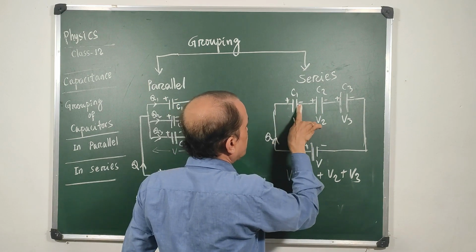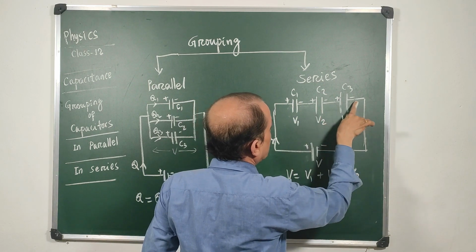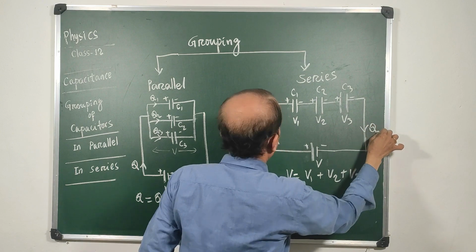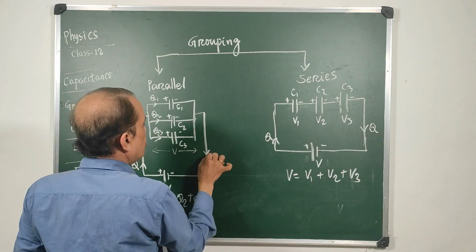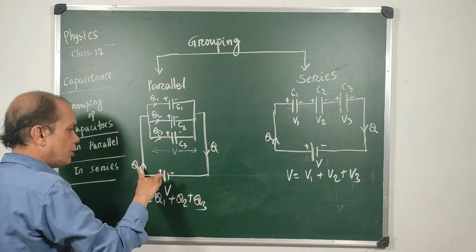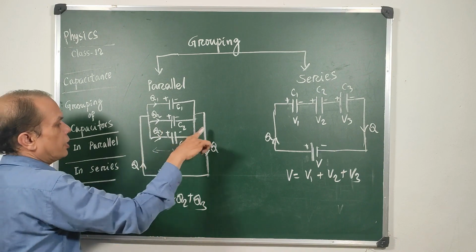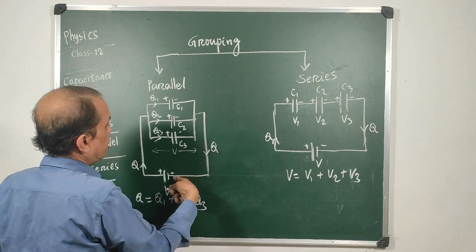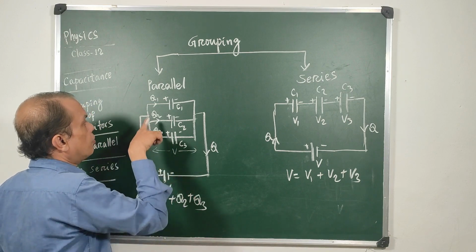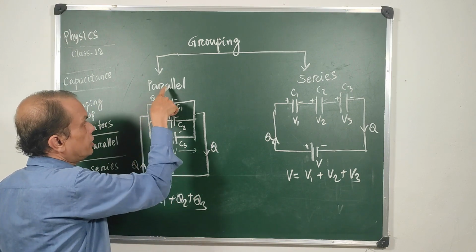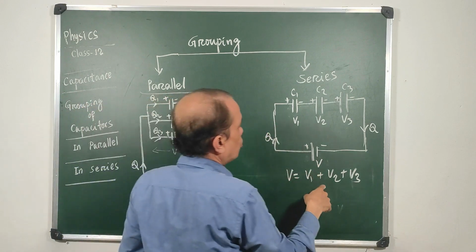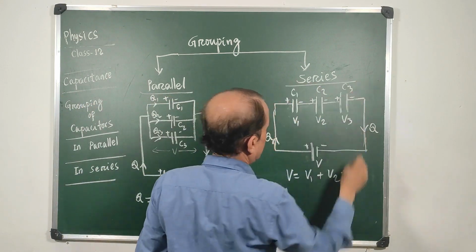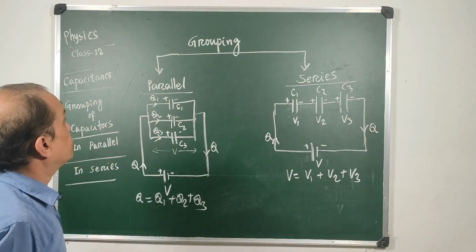Q will be filling it here, then again Q, then again Q, and finally Q here. So in both the cases, the charge starts with Q and ends with Q. So this amount is finally entering also the terminals, but the charge is distributed in case of parallel, while the potential is distributed in case of series.